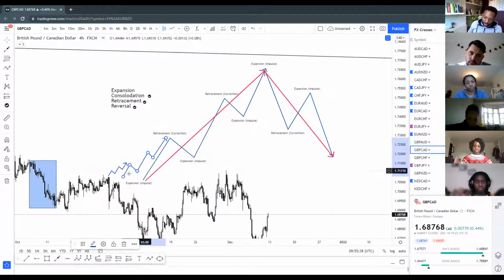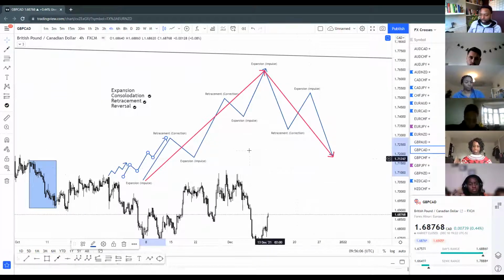Now, when you go down into the 1-hour time frame over here, what do you think this looks like? A series of impulses and corrections. And now when you drop down onto the 15 minutes, what do you think you see in here? A series of impulses and corrections. And on the 5-minute chart? Impulses and corrections, right?